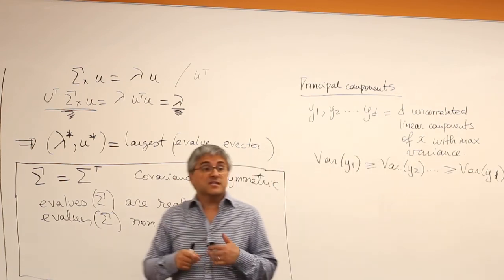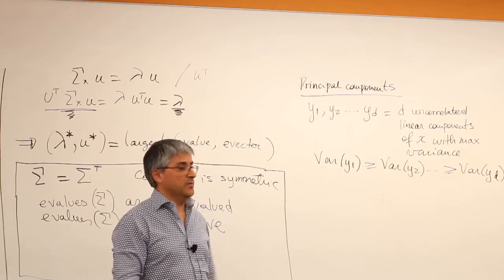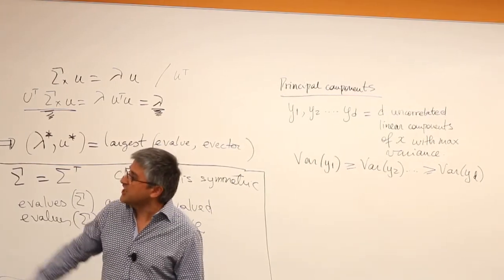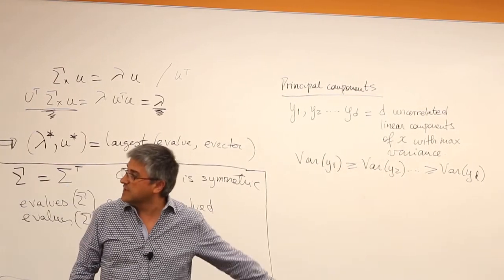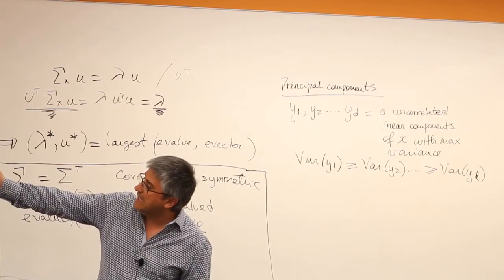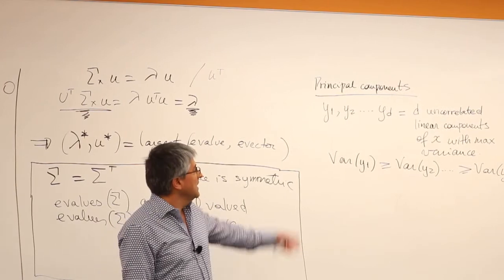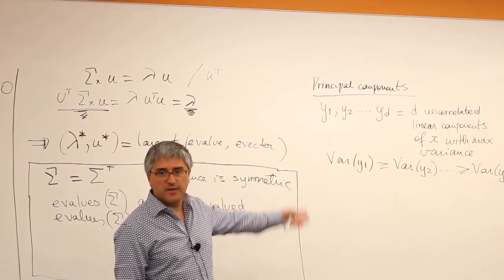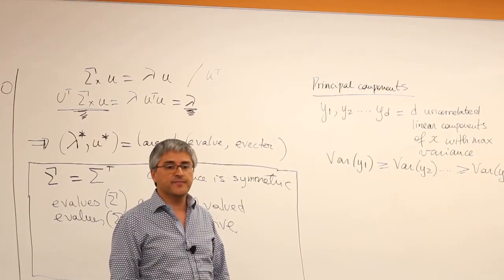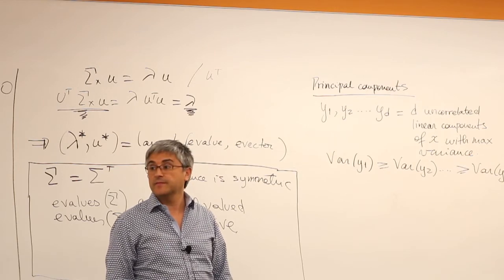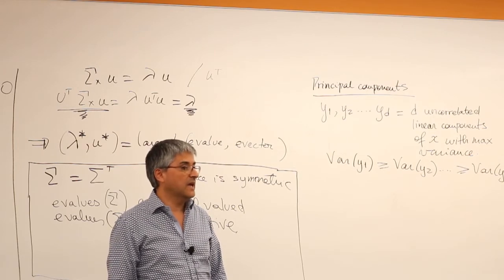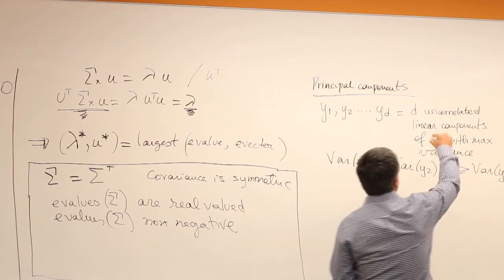Okay, so let's just try to find the second principal component. So what changed from the first definition to the second definition? Linear component of x with maximum variance. What is the big new word that appeared there? What is the big new word? Uncorrelated. So that's the main thing.